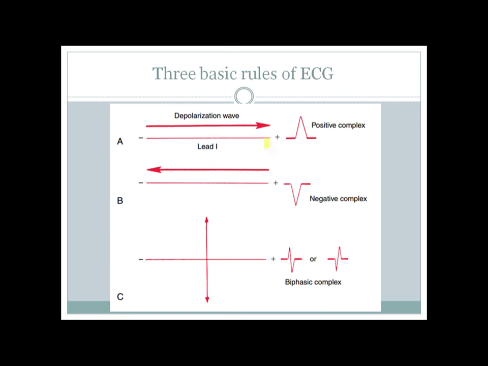Okay, so here you can see the 3 simple basic rules of ECG. Here is the positive pole of a lead and the negative pole of a lead. If the electrical activity of the heart is directed towards the positive pole of a lead, it will show a positive complex, or an upward deflection. If the electrical activity is going away from the positive pole of a lead and towards the negative pole, it will show a negative complex. And if the electrical activity goes at a right angle to the lead, it will show a biphasic complex. So those are the basics about the ECG leads and the basic ECG rules.